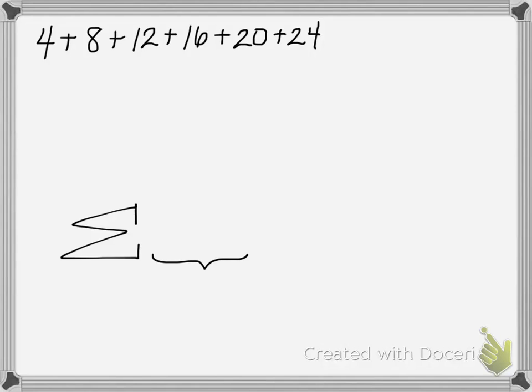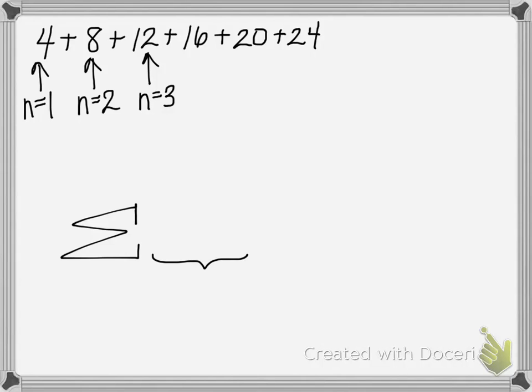So what's happening? Remember, the first term here is 4. That means when n is equal to 1, the term is 4. My second term is 8, so when n is equal to 2, I get an 8, and so on. You can see here my third term is 12. Sometimes it helps to write down your first, second, and third terms because you can see how these terms relate to n equals 1, n equals 2, and n equals 3.